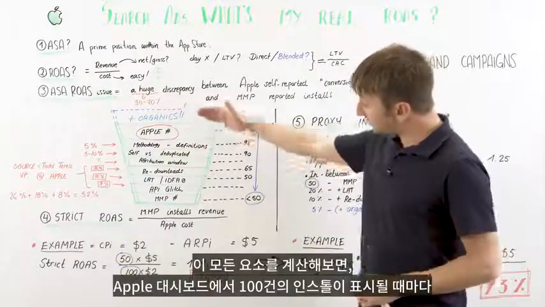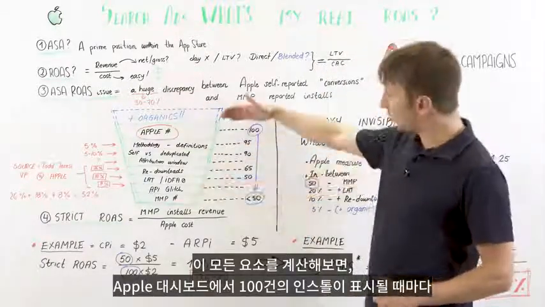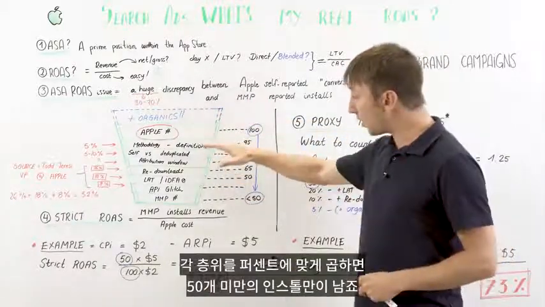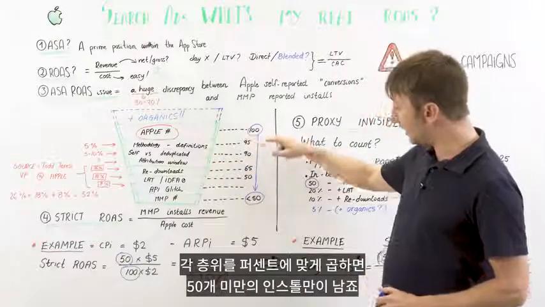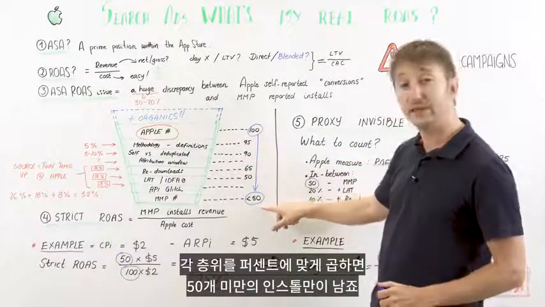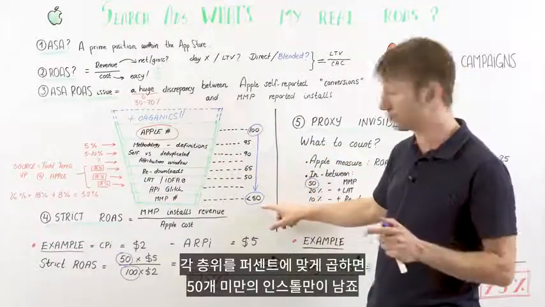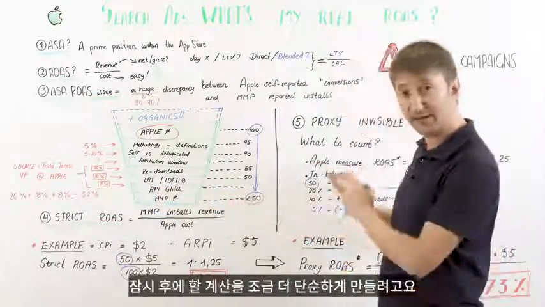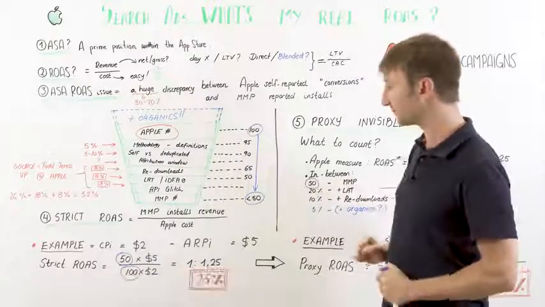What happens if we multiply all of this is that whenever you see 100 installs reported on the Apple dashboard, every one of these layers multiplies up to the point that you're only receiving less than 50 installs on your side. On average, it's probably 48. I put 50 to make the calculations afterward a little simpler.